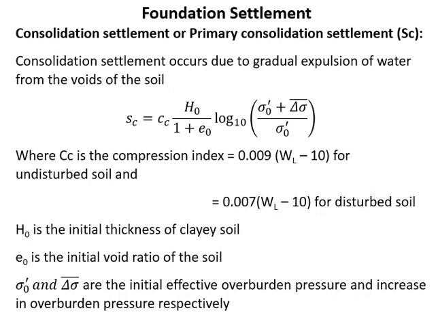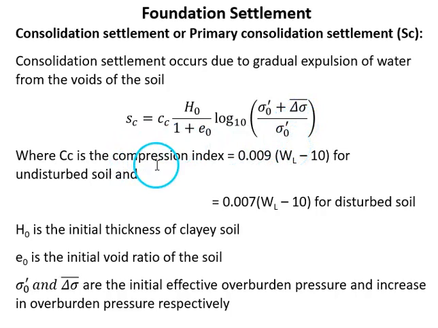Then the second one is consolidation settlement or primary consolidation settlement. This occurs due to gradual expulsion of water from the voids of soil, and it can be estimated using the equation Cc into H0 by (1 plus e0) log to the base 10 of (sigma naught dash plus delta sigma dash) divided by sigma naught dash.